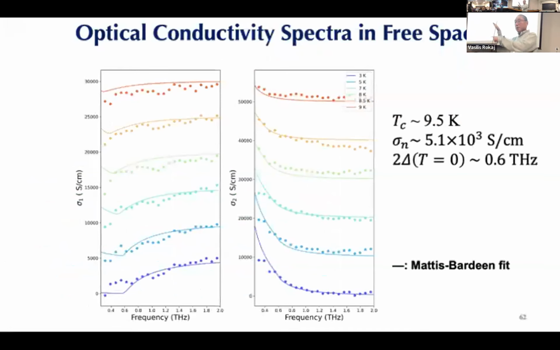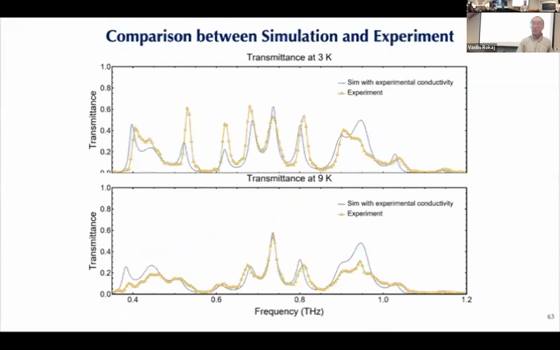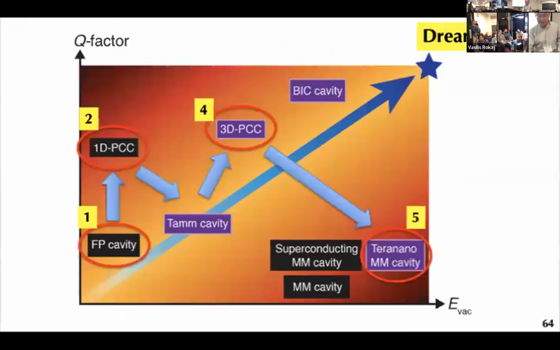We also did free space characterization of the films to determine sigma one and sigma two, the complex conductivity. We did the standard Mattis-Bardeen analysis, one over omega type thing. So we know the optical constants of this film in free space. Then we use the optical constants to go back to our simulation to see if the transmission spectra of the cavity with the superconducting film can be reproduced. Basically, above TC, more or less, we have agreement. But below TC, there are some deviations between the simulation and experiment.